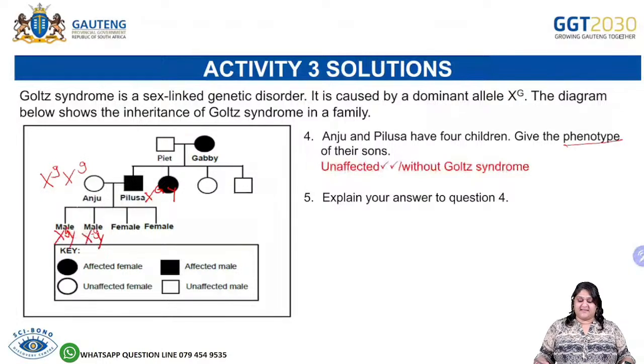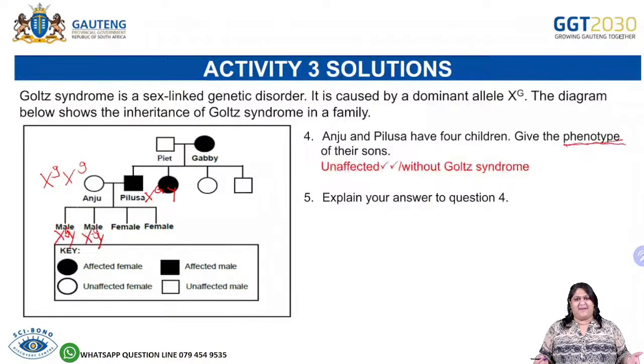Now, what a lot of learners did was they wrote the genotype here, and that would be incorrect because the question asked for the phenotype. So don't get carried away. Like, I love genetics, so I get carried away with all the calculations and everything, and then I sometimes forget to answer the question. So always go back to the question and see what the examiner is asking me.